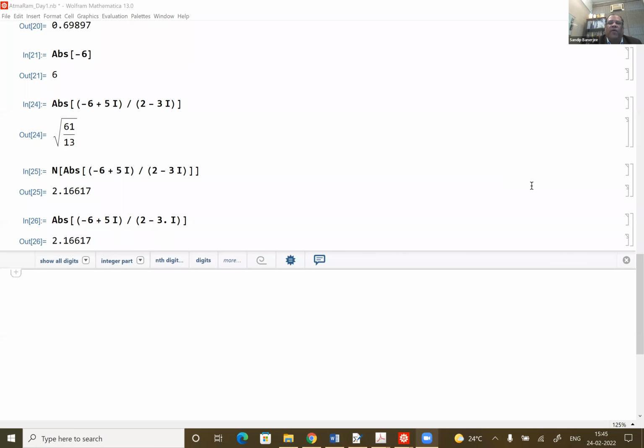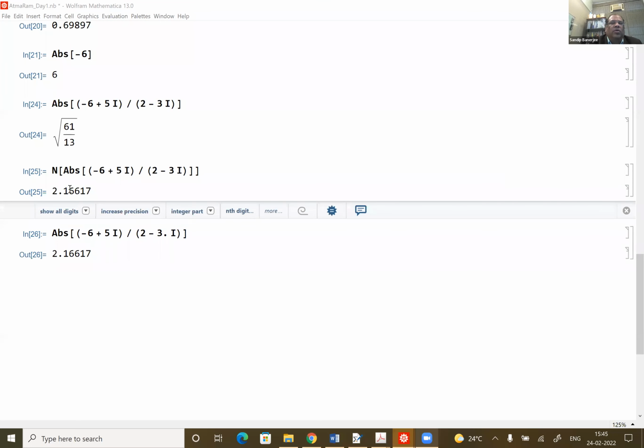We use N for the numerical value actually. If you don't use N, this is the absolute value which you get, the modulus of a complex number. If you are happy with it, it is fine. If you want a numerical value, you write a capital N here. There are two ways of writing it. One, you put a capital N, then a square bracket, or you just put a dot anywhere in the number. I mean 6 point or 5 point or 2 point or 3 point, and it will give you the same value.